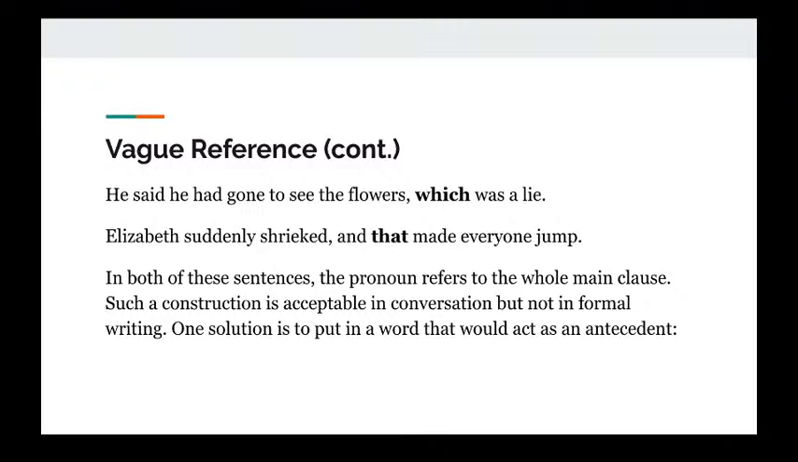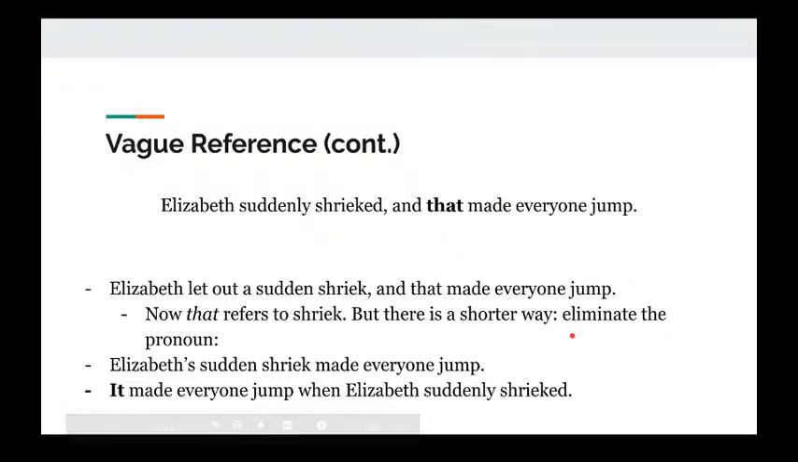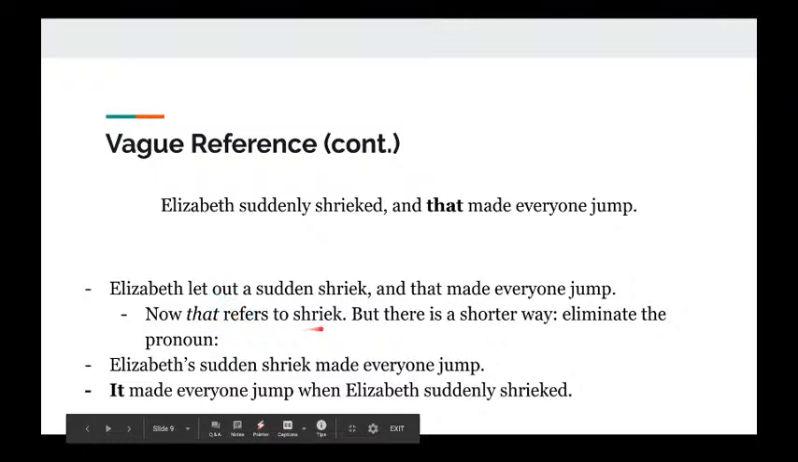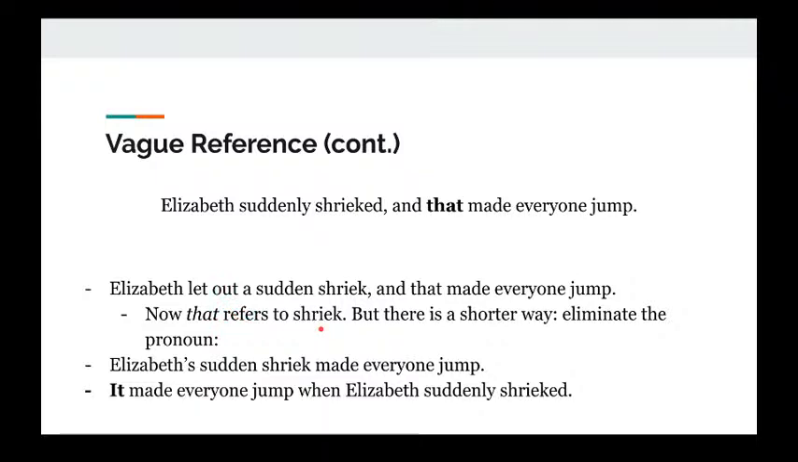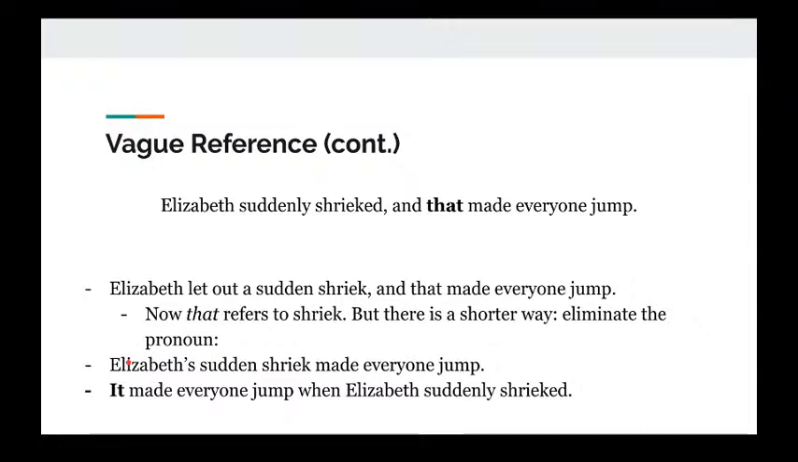One solution is to put in a word that would act as an antecedent. Elizabeth suddenly shrieked, and that made everyone jump. Here we can fix it to: Elizabeth let out a sudden shriek, and that made everyone jump. Now that refers to the word shriek, but there's a shorter way. You can just eliminate the pronoun, and then you get the sentence, Elizabeth's sudden shriek made everyone jump. Or we can just say, it made everyone jump when Elizabeth suddenly shrieked.